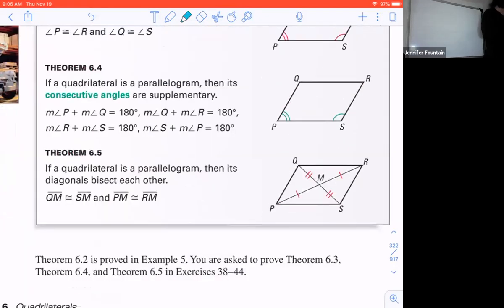The next one, if a quadrilateral is a parallelogram, then its consecutive angles are supplementary. First of all, what does consecutive mean?